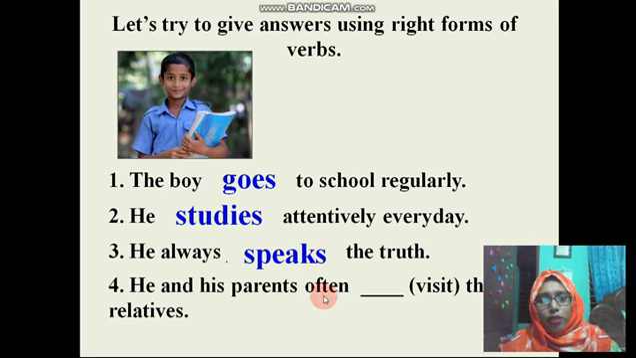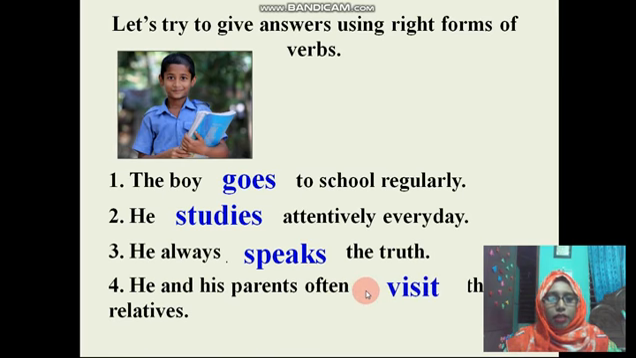He and his parents often (visit) the relatives. Here we find often. That's why it's present form of verb. The answer will be the present form of visit. The answer is visit. So understand? Now come to the next.